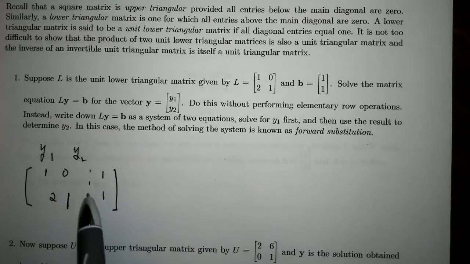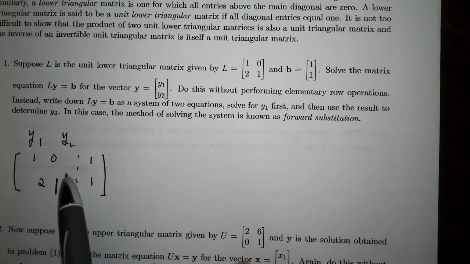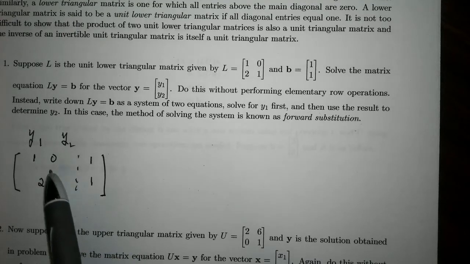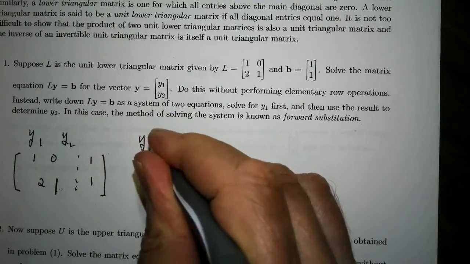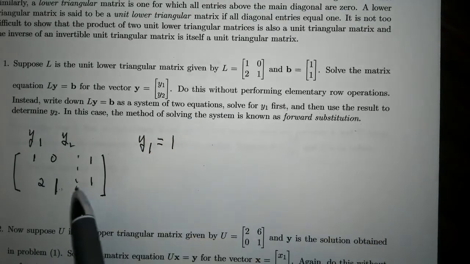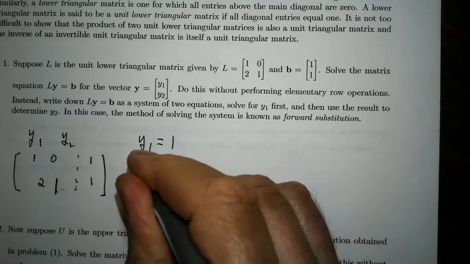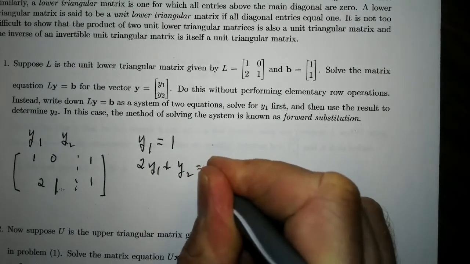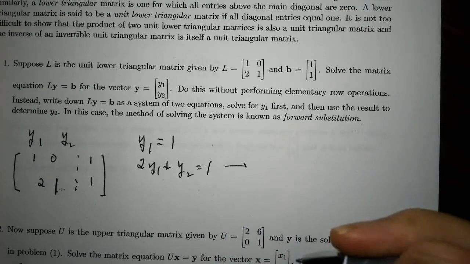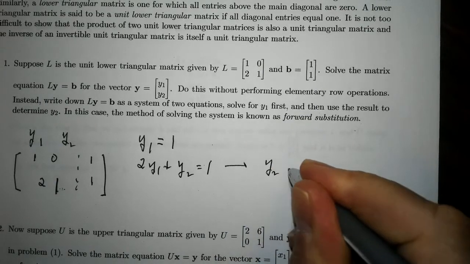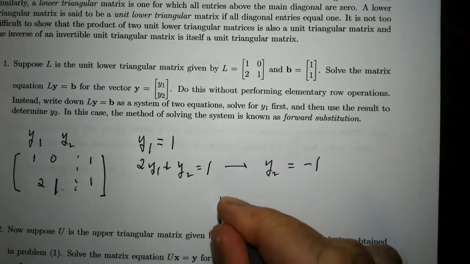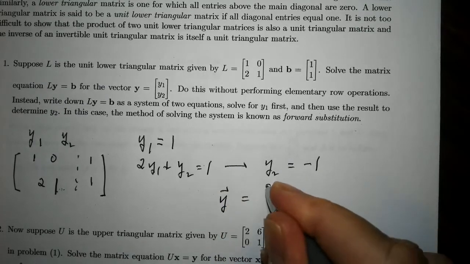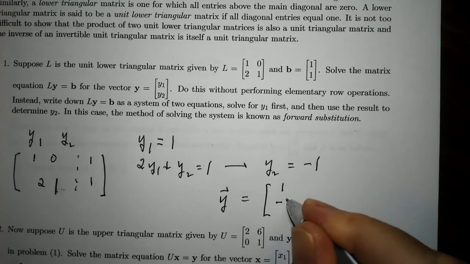Now, one means of doing it is to perform some elementary row operations, but we don't really need to do that because this is unit lower triangular. Notice how if we start at the top, the top row tells me simply that y1 is equal to 1. And the bottom row says that 2y1 plus y2 is equal to 1, which therefore is going to tell us that y2 is negative 1. So in other words, y is the vector 1, negative 1.